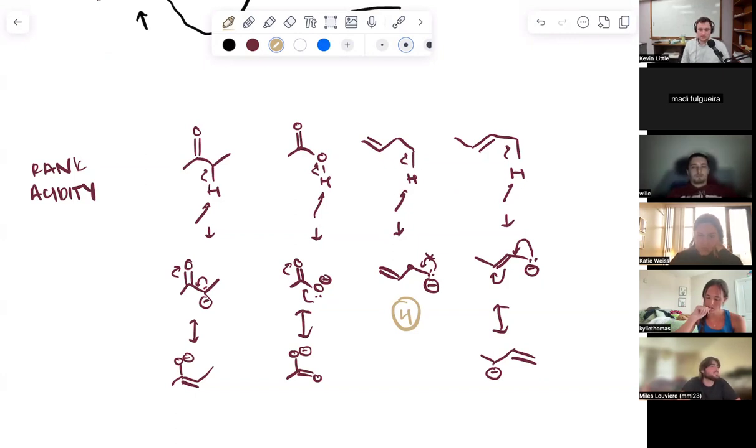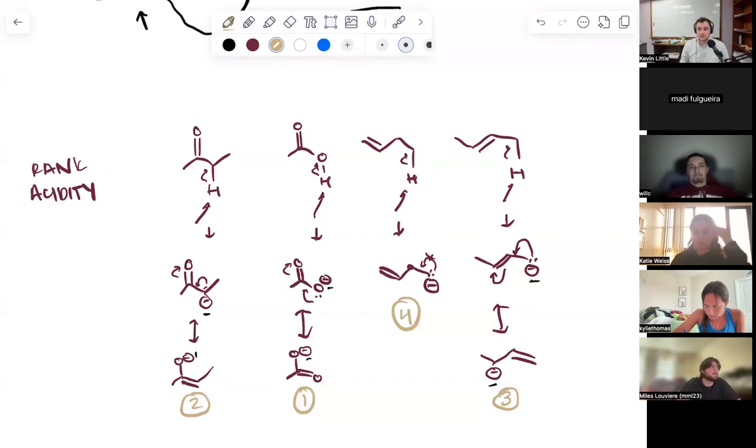Then I can look at the resonance forms of the other things. This first one is sharing a negative charge between a carbon and an oxygen. The second one is sharing the negative charge between two oxygens. And the third one's sharing a negative charge between two carbons. Can carbon or oxygen hold a negative charge better? Oxygen. So what's got the most stable negative charge? The charge shared between the two oxygens. Then the charge between an oxygen and a carbon, and a charge between two carbons.